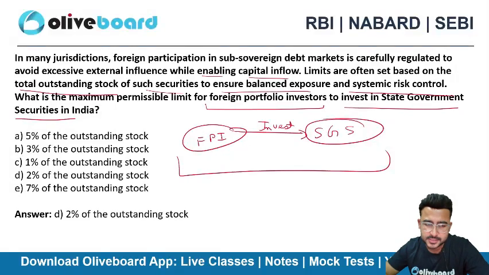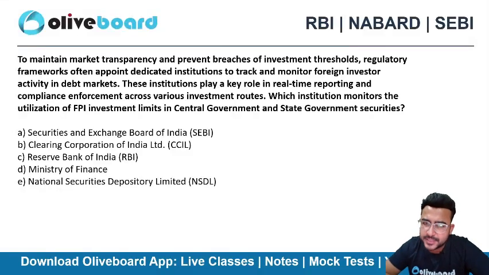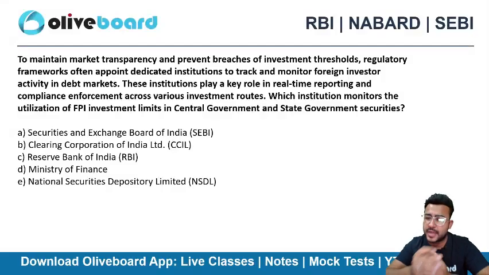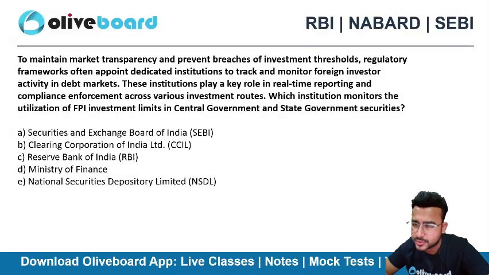The correct choice here is option D, 2% of the outstanding stock, right? Next is, to maintain the market transparency and prevent breaches of investment threshold, the regulatory framework often appoints dedicated institutions to track and monitor the foreign investors' activity in the debt market. These institutions play a key role in the real-time reporting and compliance enforcement across various investment routes.